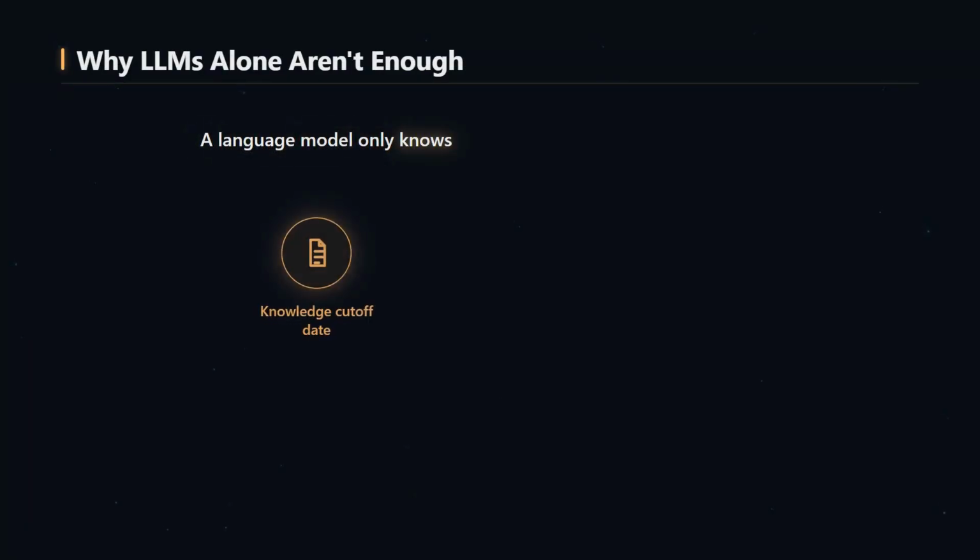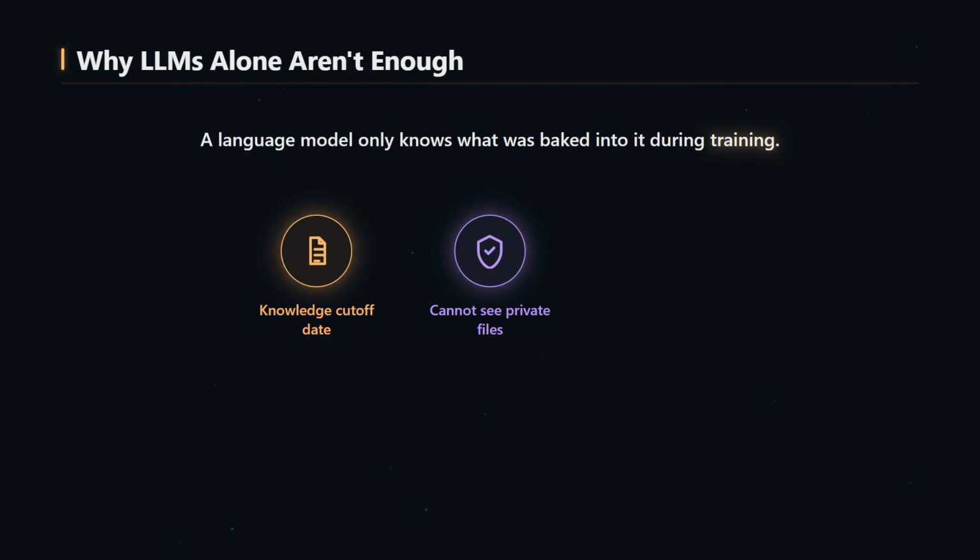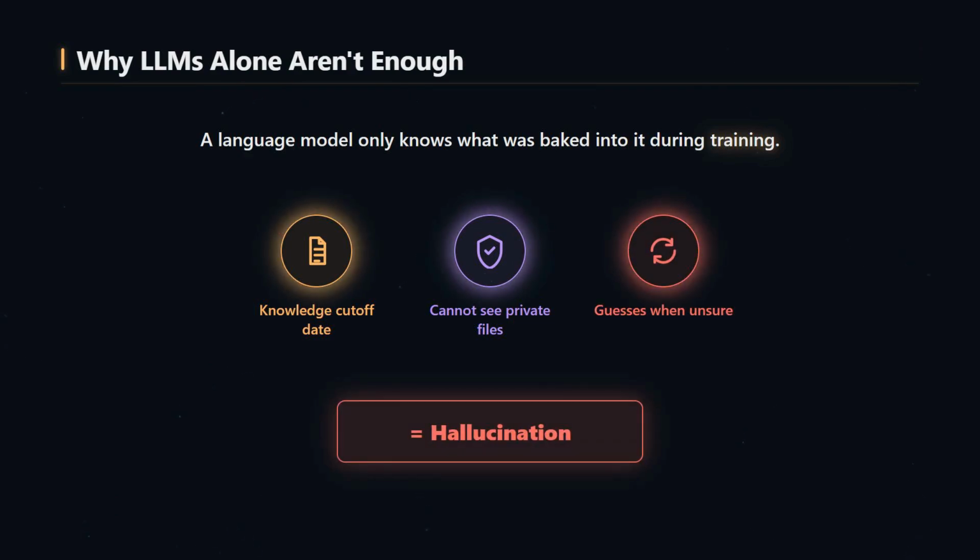A language model only knows what was baked into it during training. That knowledge has a cutoff date. It cannot see your private files. And when it is unsure, it tends to guess fluently rather than admit it does not know. This guessing is what we call hallucination.